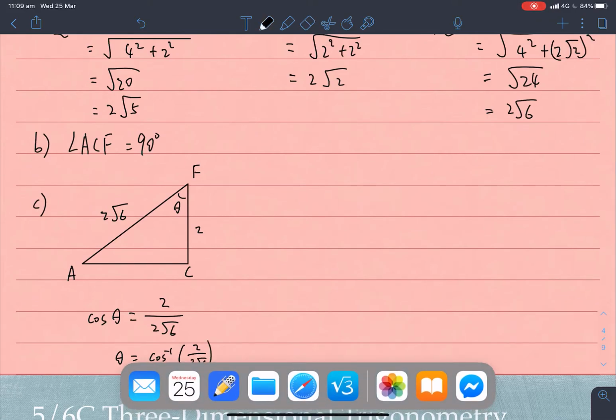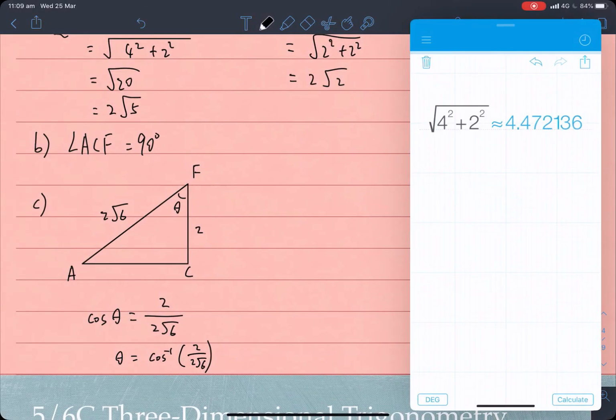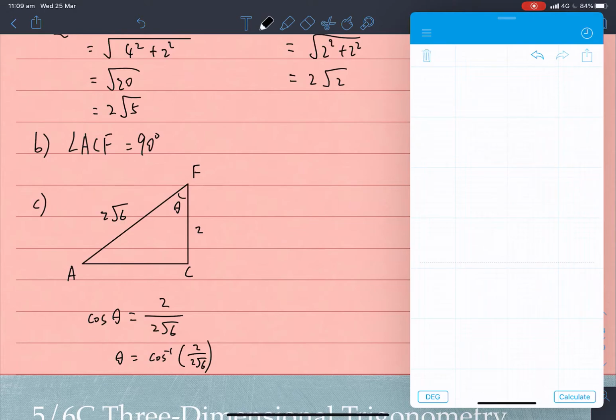Timing the calculator. I'm just going to do it here. So cos inverse. I simplified, so hopefully it's easier. So it will be close to 66 degrees. So theta is 66 degrees.